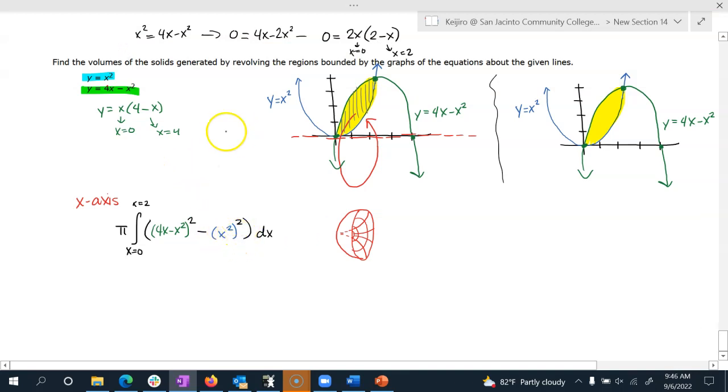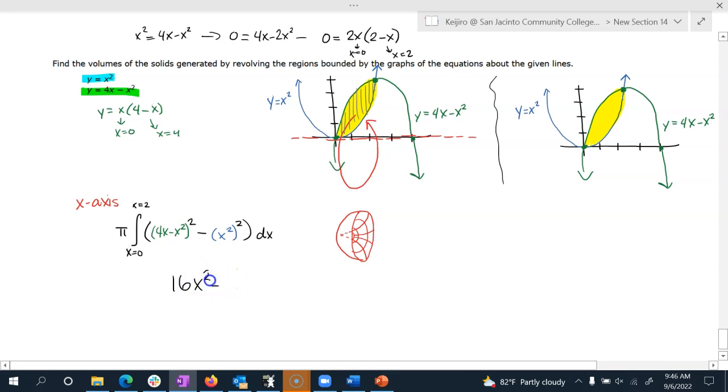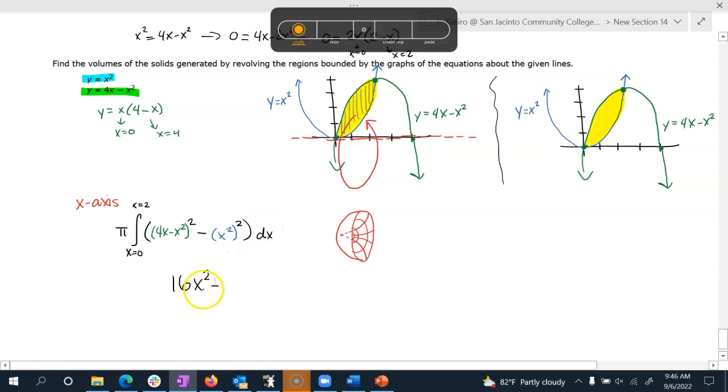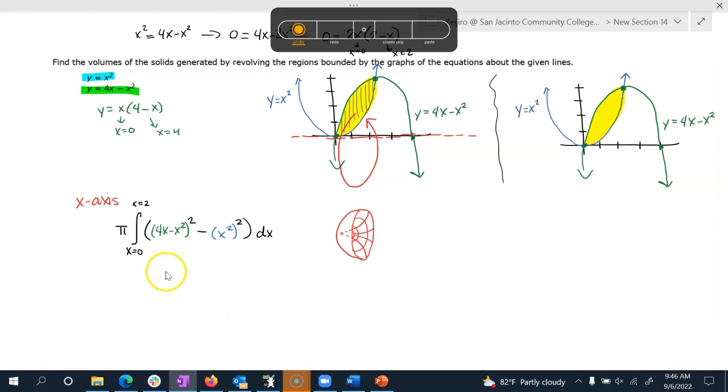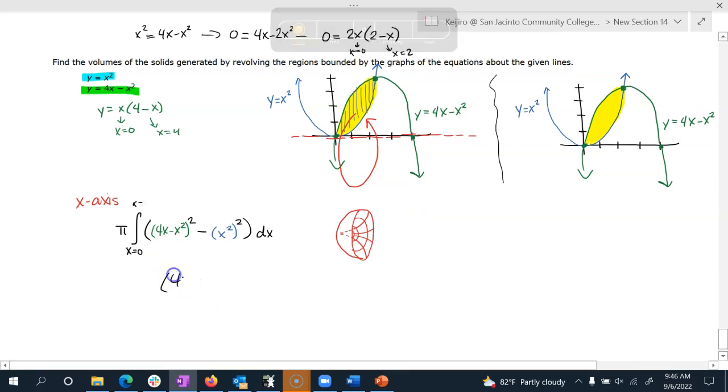Okay, now we've got to expand these. 4x minus x squared is not going to be 16x squared minus x to the fourth. You don't just square both things and then call it a day. That is a binomial, so if you have a squared binomial, that represents 4x minus x squared times 4x minus x squared. And so it's not just going to be the first thing squared and the last thing squared. There's going to be these whole other things to it.